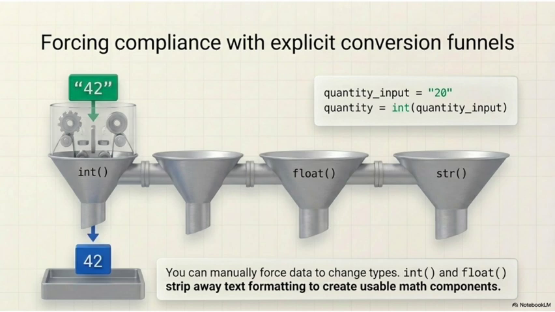In the code block, we have quantity_input equal to 20, which is a string. That is what input gives you. On the next line, quantity equals int, in parentheses, quantity_input, which forces it into an integer. Now it's a real number ready for math. Think of these as compliance funnels. Raw input comes in messy, and the conversion function cleans it into the type your code actually needs. Build this habit now, and you'll avoid a whole category of runtime errors.